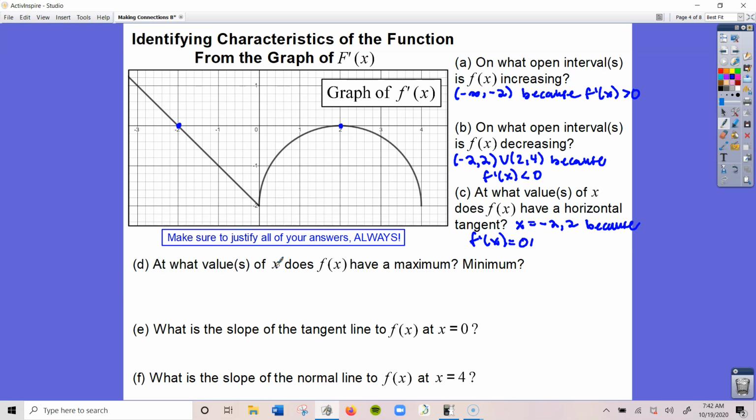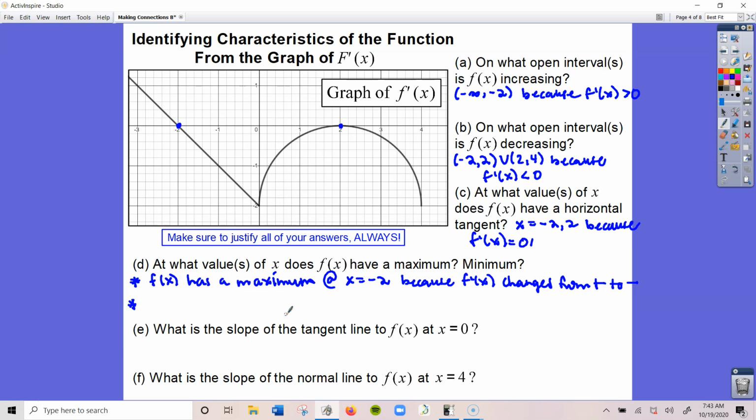Now, at what values of x does f of x have a maximum, and then where does it have a minimum? So first, f of x has a maximum. Now, f of x has a maximum when the derivative changes from positive to negative. So it has to change from going above the x-axis to below the x-axis, which occurs at x is equal to -2. And we would say because f prime of x changes from positive to negative.